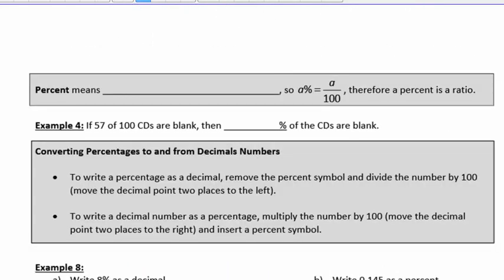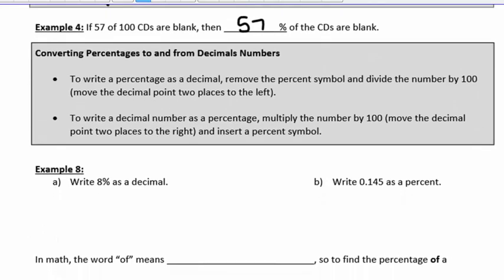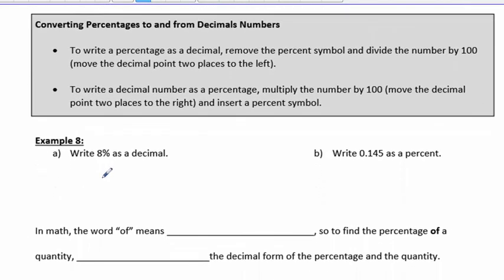Alright, percents. Percent means per 100. So a percent is A divided by 100. Therefore, a percent is a ratio. If 57 of 100 CDs are blank, then we would say 57% of CDs are blank. Okay, let's look at converting percents from decimals. To write 8% as a decimal, we'll move the decimal place 2 spots to the left, so it'll be 0.08. And to write the decimal 0.145 as a percent, we'll move 2 spots to the right, so that will be 14.5%.